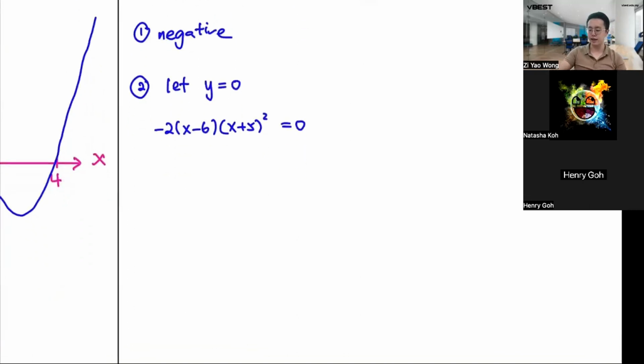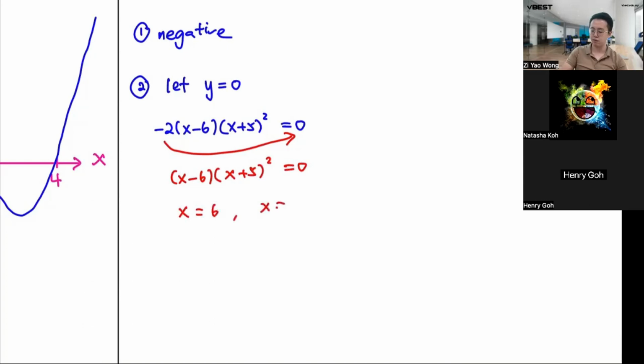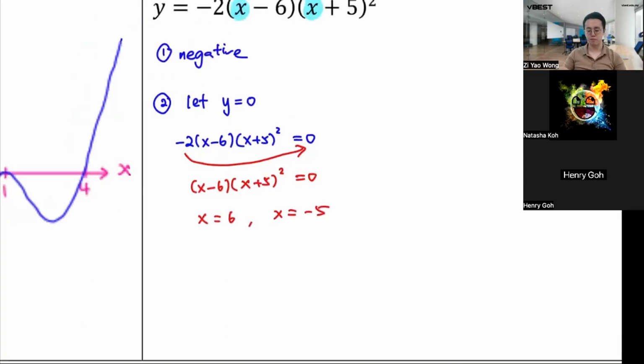So here, guys, same thing. For the negative 2, you can just throw the whole thing to the right hand side first, and you can say that you have (x minus 6) multiply (x plus 5) squared equal to 0. So what do you have now? You have x equals 6, and you have x equals negative 5.